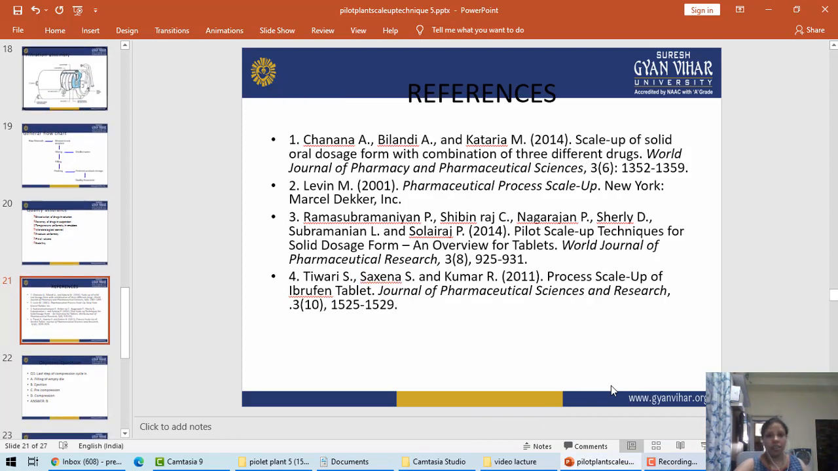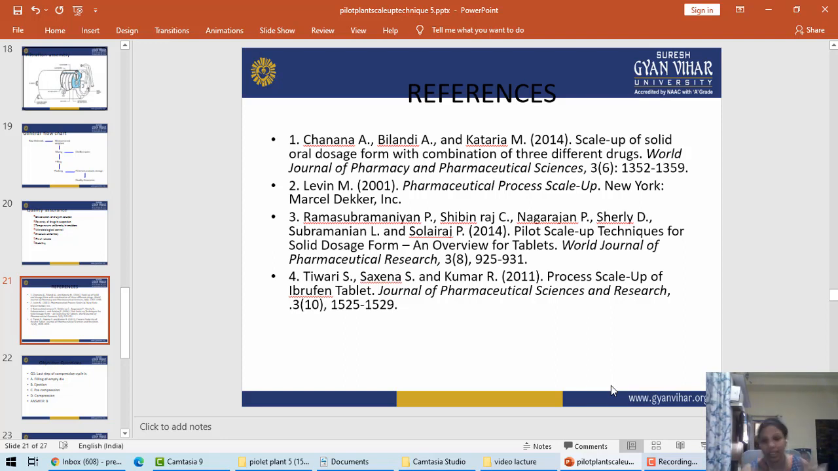Yeah, so these are the references. For references, I can say that there are multiple books and multiple journals which have content related to pilot plant scale up. So you can go for them. Books, you should mandatorily read the books, because books have the introductory part.